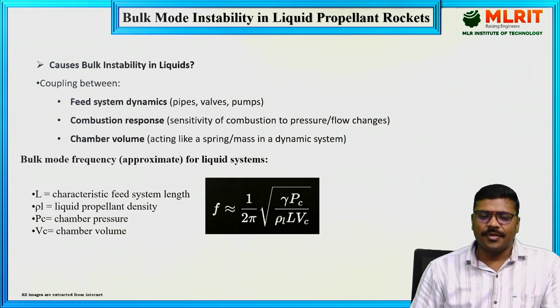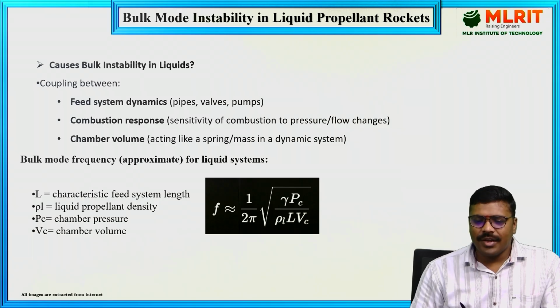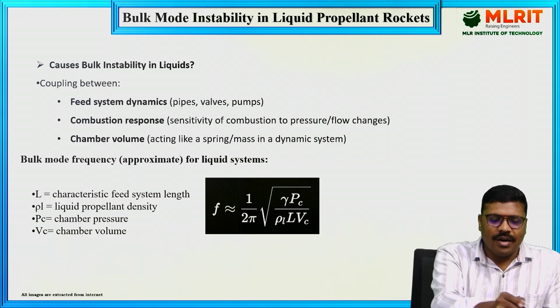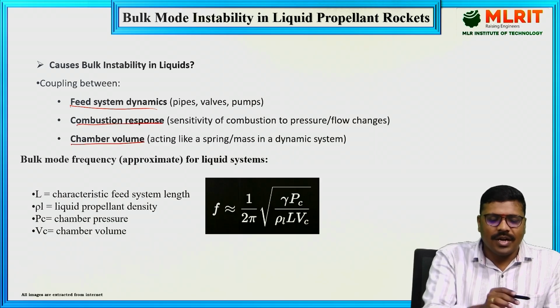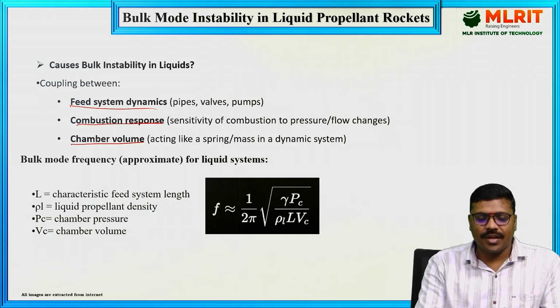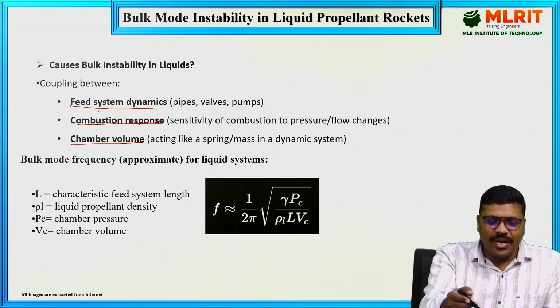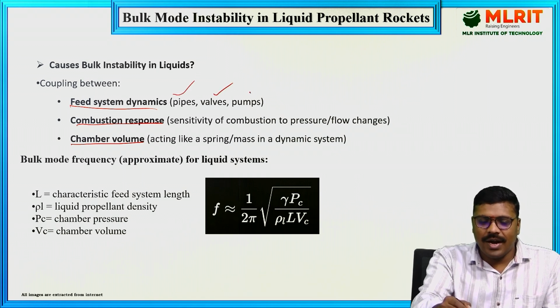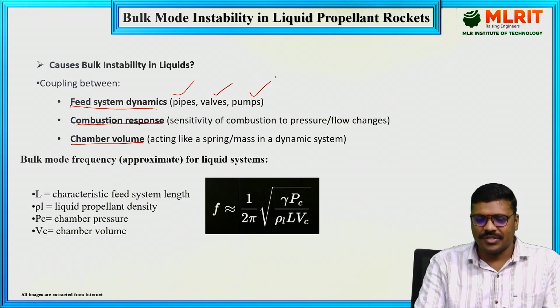Next, coming to the bulk mode of instability in liquid propellant rockets. Generally the reason is coupling between the feed system dynamics, combustion response and combustion chamber volume. So these are the reasons we discussed, right? The feed system dynamics involve the design of pipes, valves and also the pumps which you are using in the feed system.